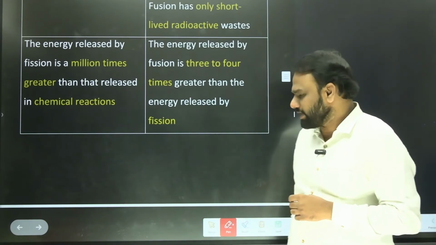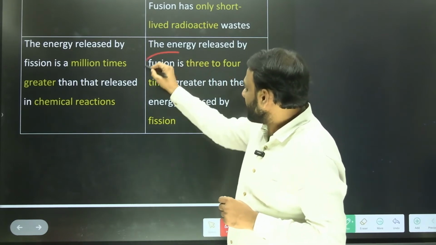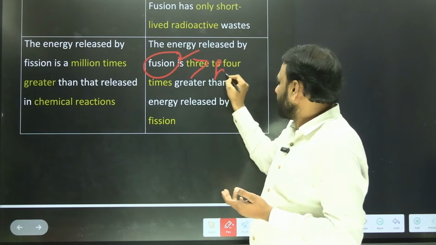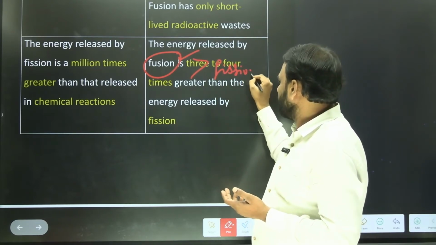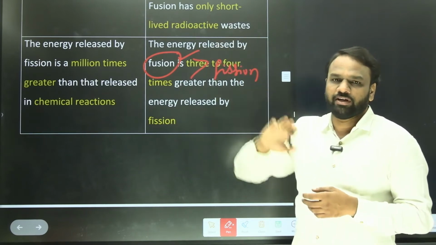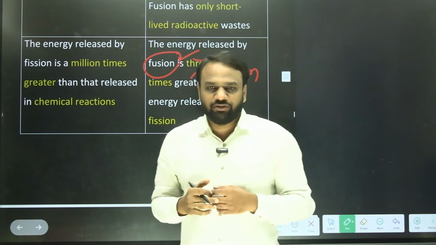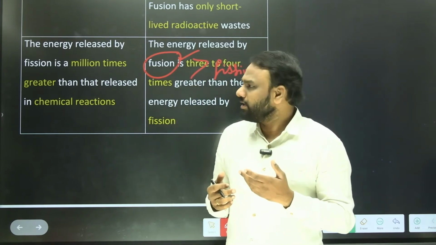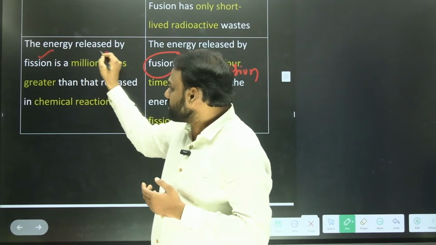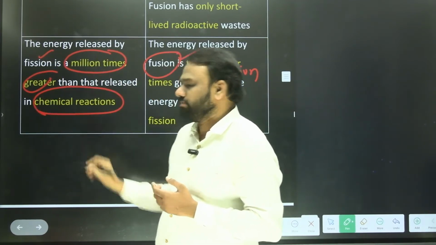Next, which one produces more energy, fission or fusion? Here we understand that the fusion reaction produces more energy than the fission reaction. So fission produces less energy, fusion produces more energy. Now, compared to a normal chemical reaction, which one produces more energy, fission or a normal chemical reaction? Fission reaction produces millions of times greater energy than a normal chemical reaction.